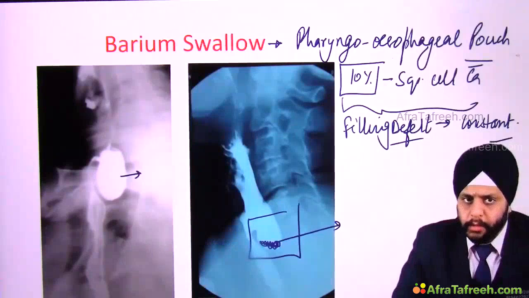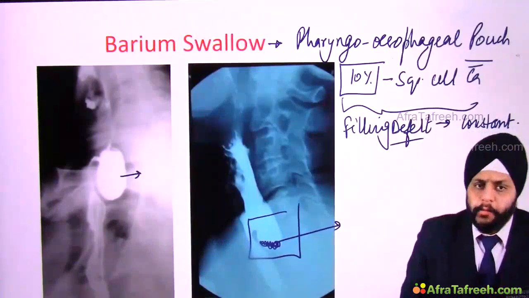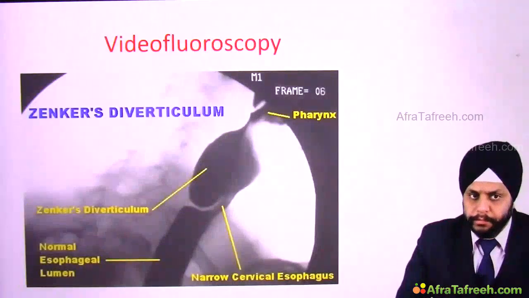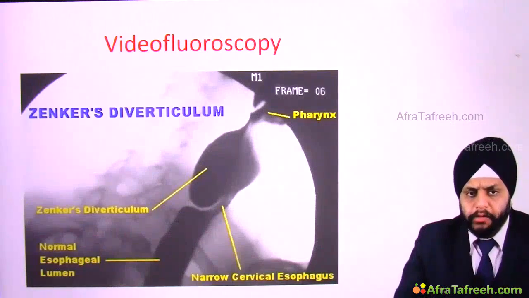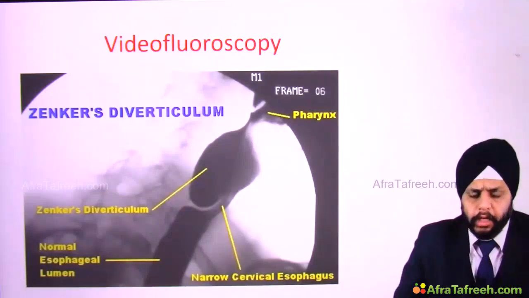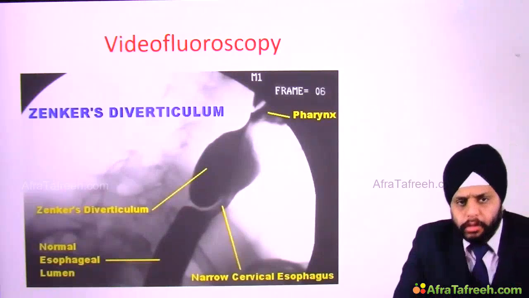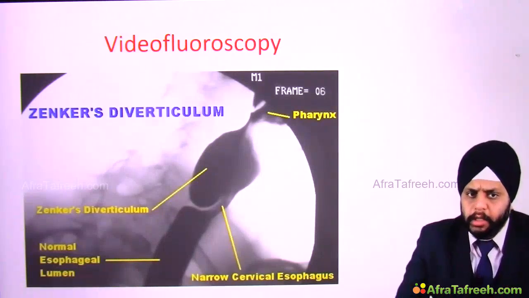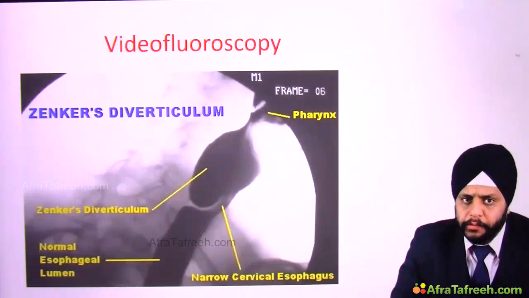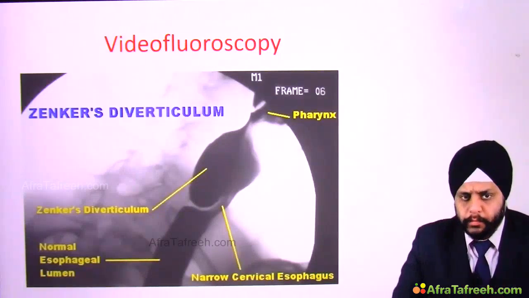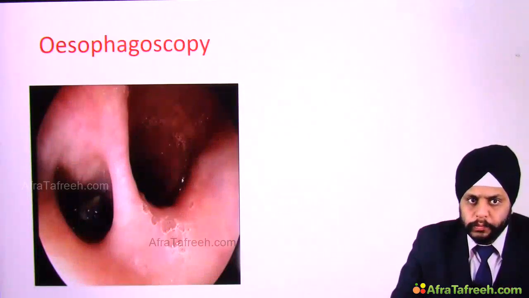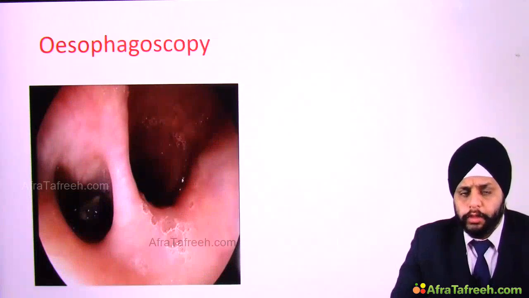So that's a filling defect, and that shows it can be a squamous cell carcinoma, especially if it's a constant filling defect. Instead of repeating the barium swallow, we can also do a video fluoroscopy. That's like dynamic imaging, and you can see the actual movement of the food particle if it is there. If movement is present, it almost confirms it's a food particle. No movement, and your suspicion for malignancy further increases. Now how can you confirm? You can confirm it by doing esophagoscopy.